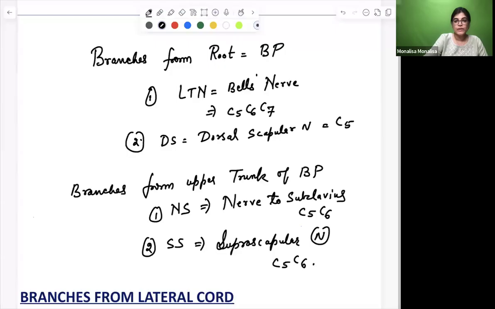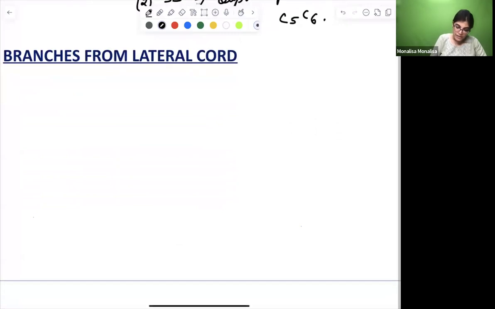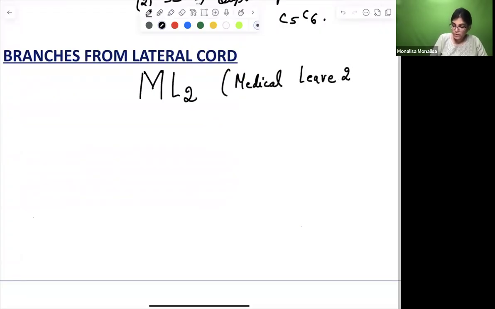Yes, Akshay, absolutely right. Yes, all of you have given the right answers. Now we have done with this. Now we will move on with the branches of the lateral cord of brachial plexus. So if I talk about the branches of the lateral cord of brachial plexus, what is the mnemonic? ML2, medical leave 2. So here M, here L, L. So here M stands for which nerve? Musculocutaneous nerve.